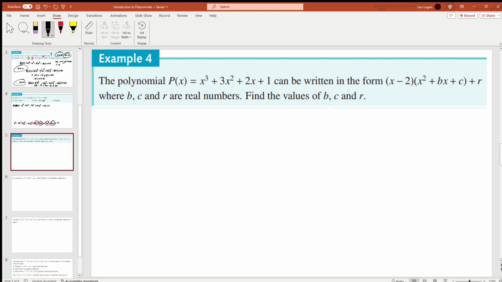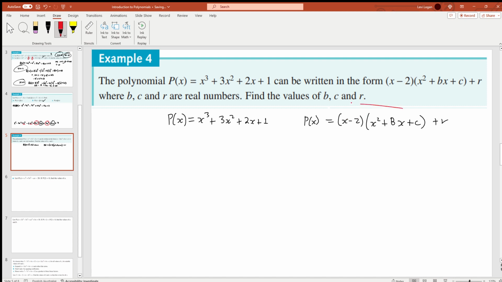Okay, so what we can do at the start is they're both equal to each other pretty much. So p of x is x cubed plus 3x squared plus 2x plus 1. But p of x is also this over here, (x minus 2) multiplied by (x squared plus bx plus c), plus r. So why can't we just equate the two once we multiply this stuff out?